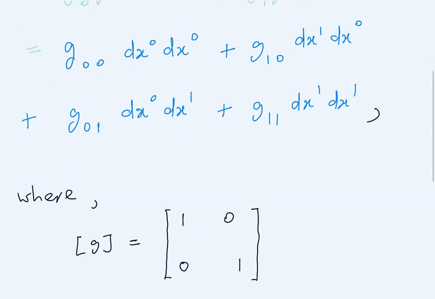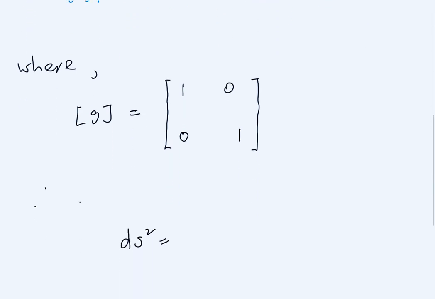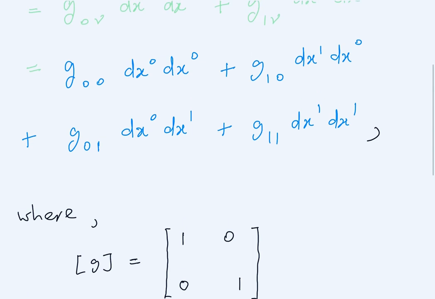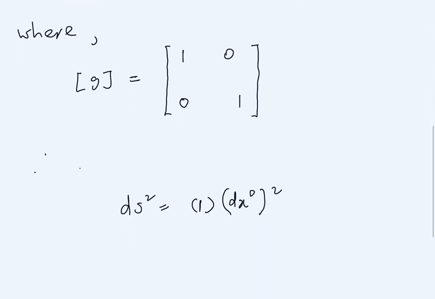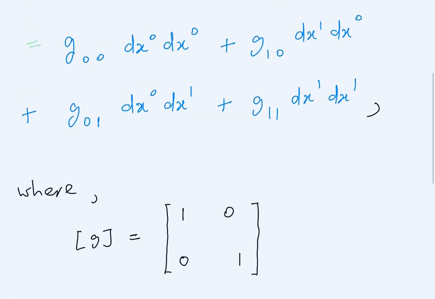So we've got G00, so we substitute. G00 is basically 1. So it's 1 multiplied by dx0, dx0. Now dx0 times dx0 is basically dx0 squared. So we can write it as just dx0 squared. And plus G10. Now G10 is 0. So we can just say plus 0. So that term is just going to be 0.